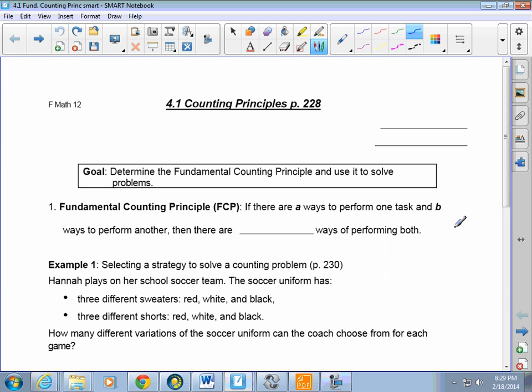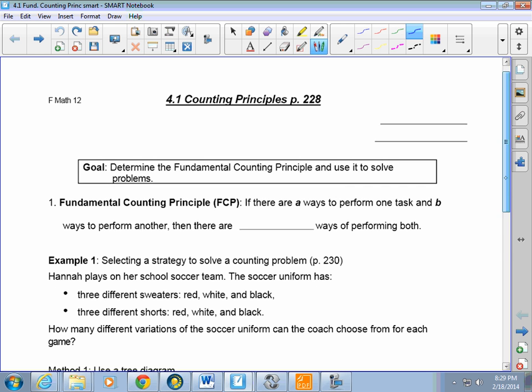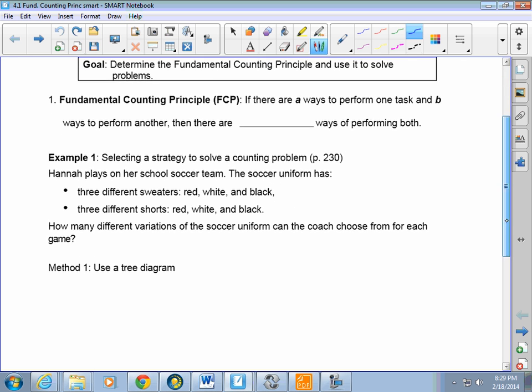4.1 is the fundamental counting principle, or just the counting principle. Those of you who did Pre-Calc 30 will be familiar with this already, because it's one of the last sections that we covered in that class. So what we're going to do with this one is determine what the fundamental counting principle is and then use it to solve problems.